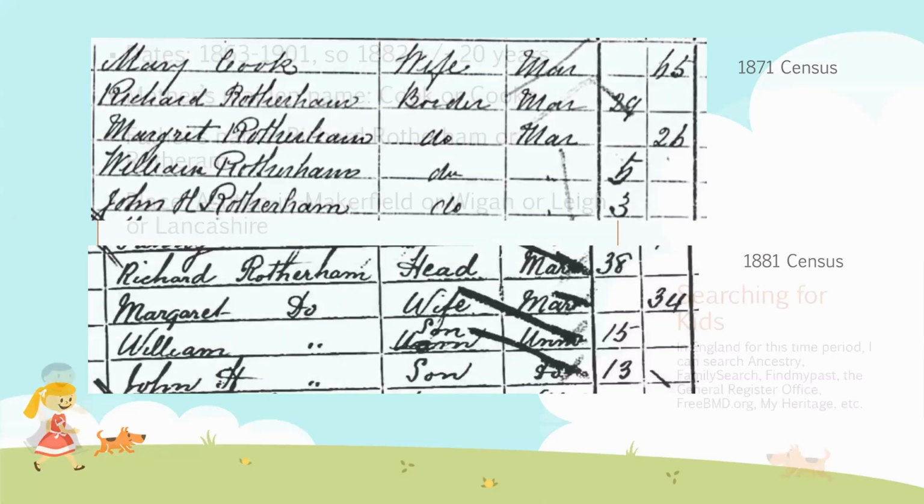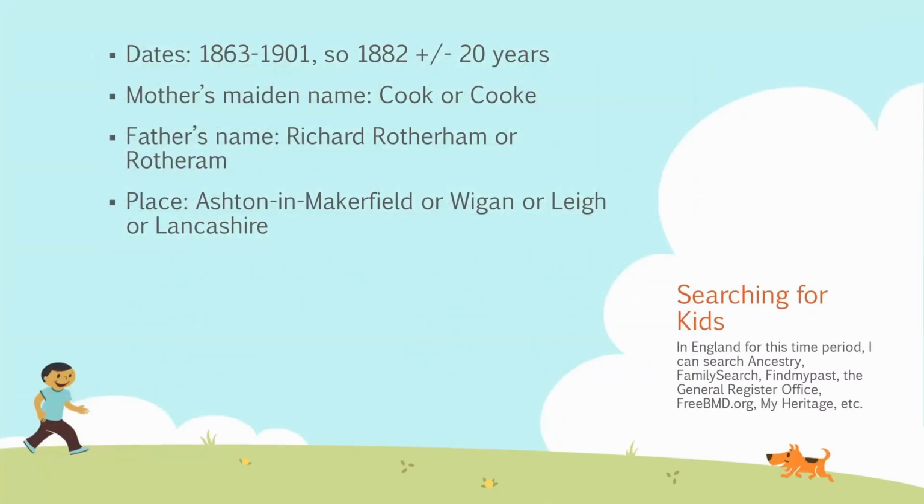So then the next thing I had to look at was these 4 things. The dates, you can see, of 1863 to 1901. That's when she got married. She was married in 1863. I didn't find anybody before she was married, so she didn't have any illegitimate children. And 1882 plus or minus 20 years. The mother's maiden name was Cook, or Cooke with an E. Father's Richard Rotherham or Rotheram, and place Ashton in Makerfield or Wigan or Leigh or Lancashire.